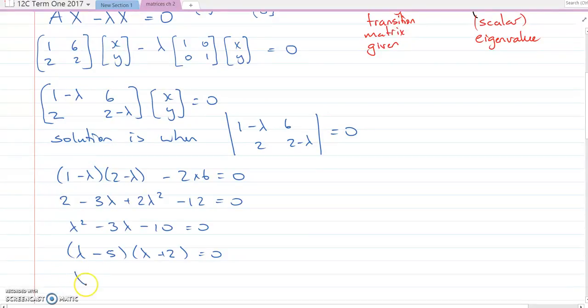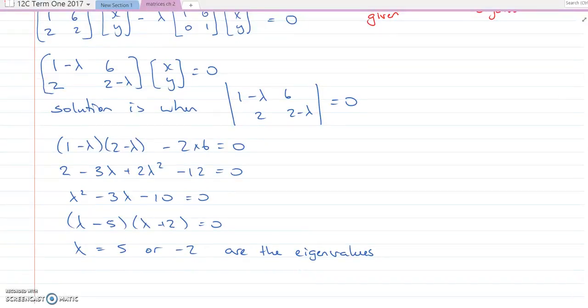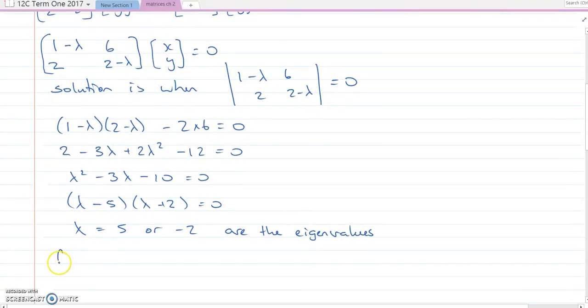So, lambda equals 5 or negative 2. So these are the eigenvalues. Okay, now for each of these, there's going to be an eigenvector. Alright, so for lambda equals 5, we're going to find the eigenvector.